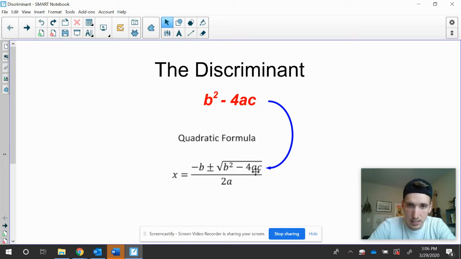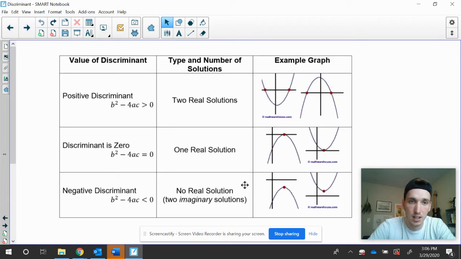Well, this part inside the radical here, b squared minus 4ac, has a special name, like I just said. It's called the discriminant, b squared minus 4ac, right? And this table is going to tell us what the discriminant is useful for. So when we're calculating the discriminant, we've got three options. The discriminant could either be positive, it could be zero, or it could be negative. If you think about it, those are the three options of anything you simplify.